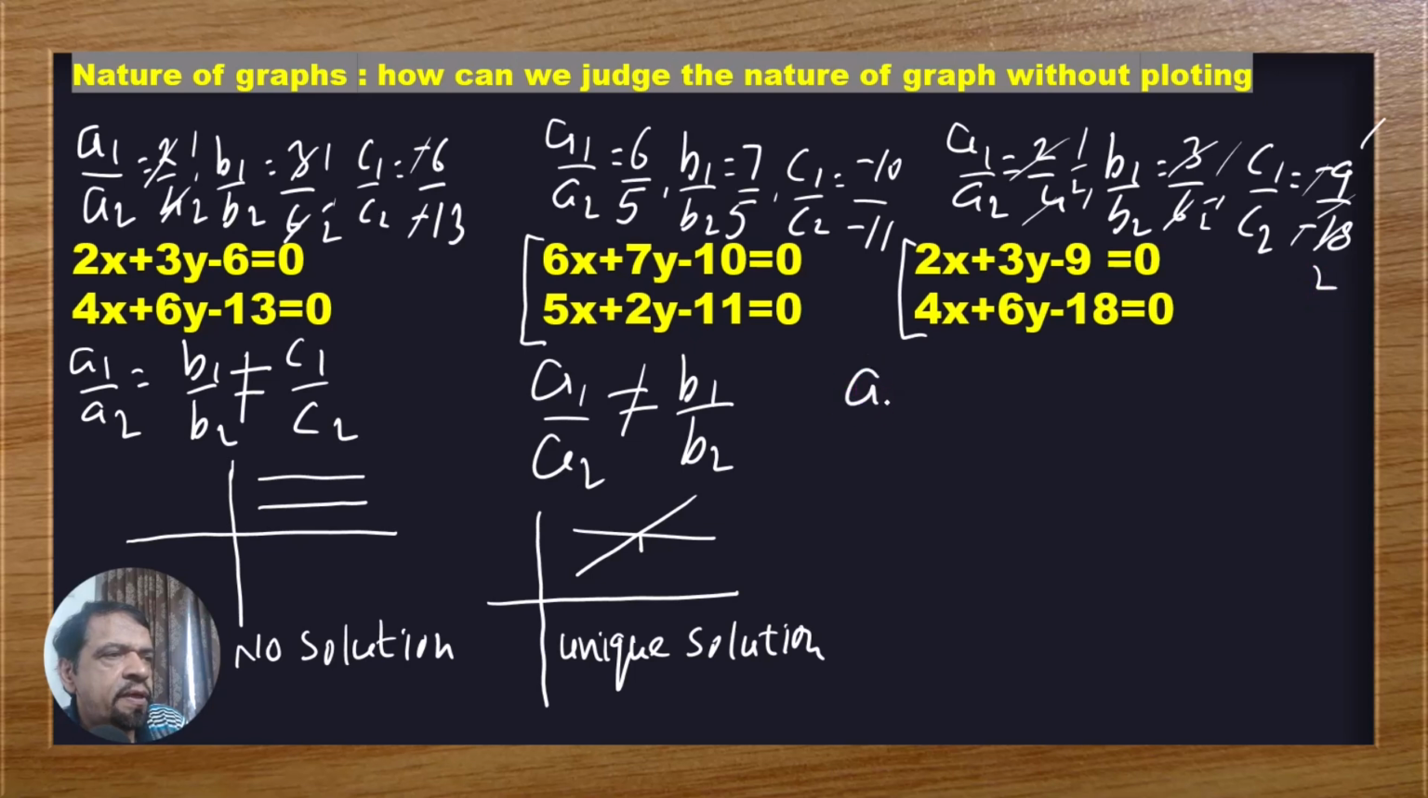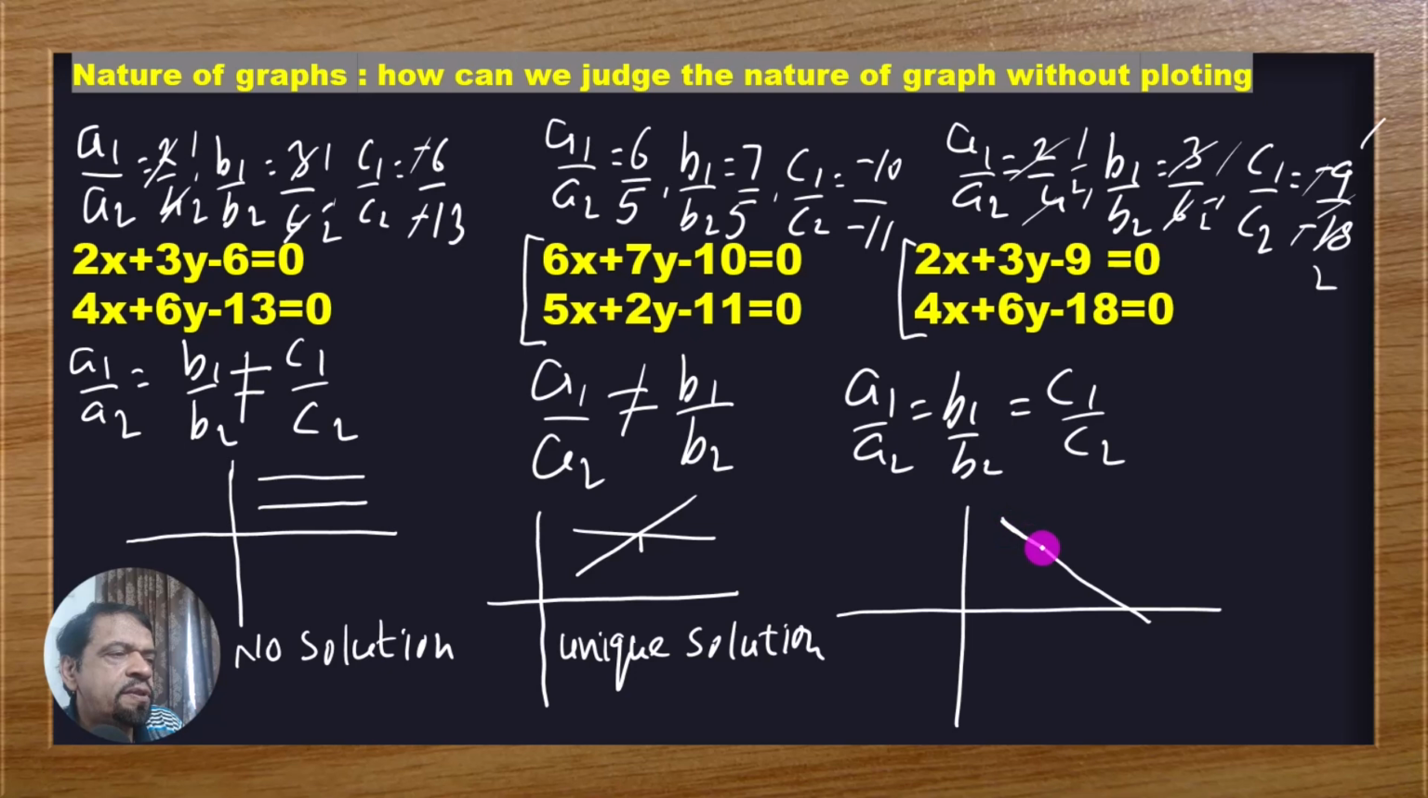So here we will get A1 upon A2 is equal to B1 upon B2 is equal to C1 upon C2. So the nature of the graph: the lines will coincide with each other. We will get the coincident lines. In other words, we can say the coincident lines. And what is the conclusion? Infinitely many solutions, because they are consistent here.